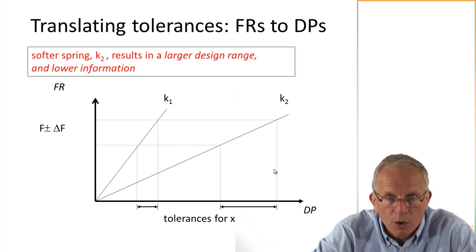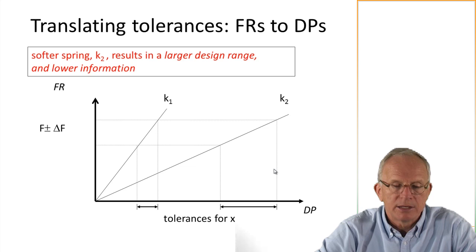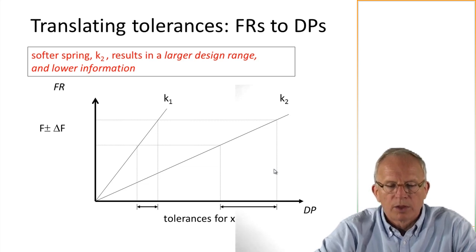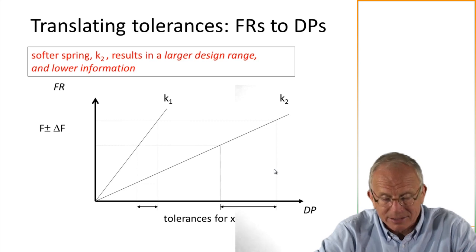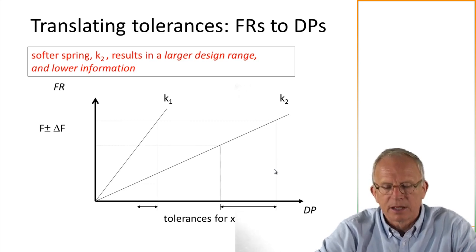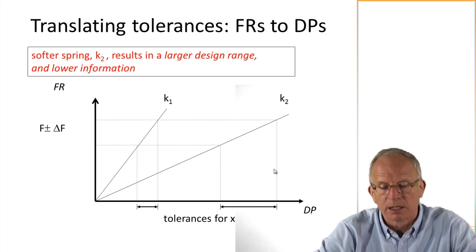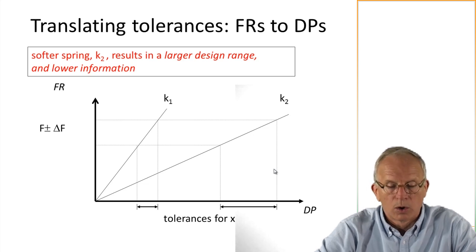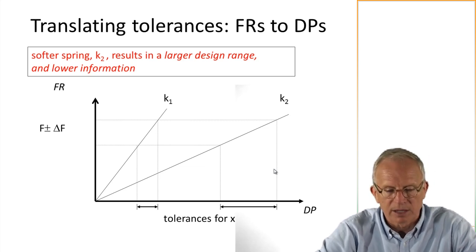And so what we notice here is that the softer spring, K2, results in a larger design range and therefore lower information. In other words, with a larger tolerance of x, there is a greater chance that we will be able to hit that target and be within that tolerance, even if something in the manufacturing process changes, or the temperature changes so the size of these elements changes, or say due to wear of the cam over time. We'll have a better chance of staying within the tolerance for the x.